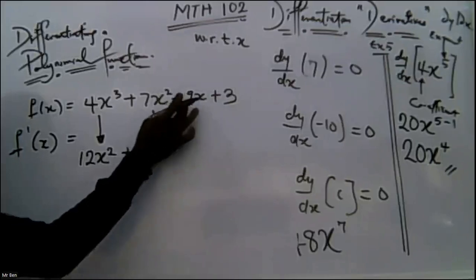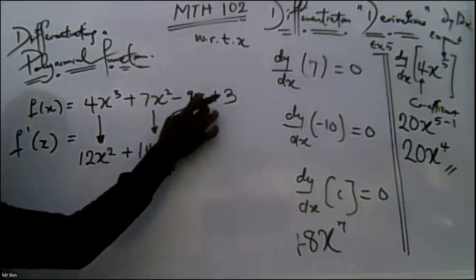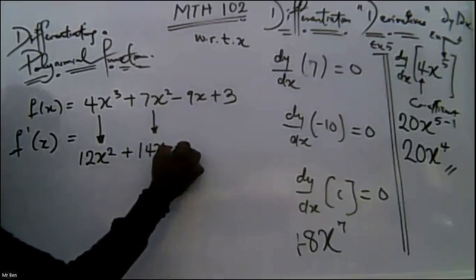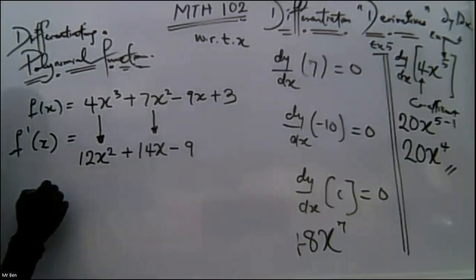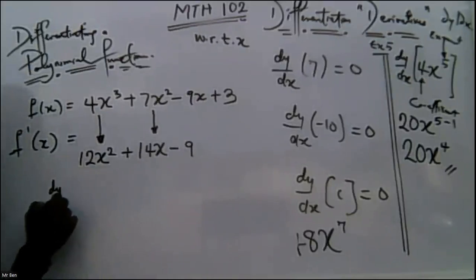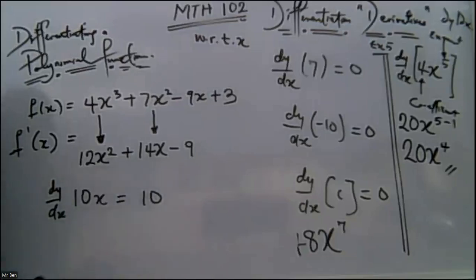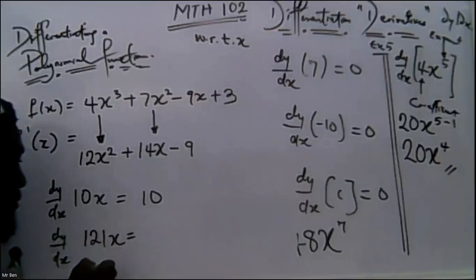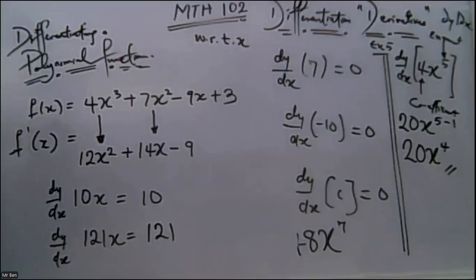Now, if you have 9x like this and you want to differentiate something like 9x, the derivative is simply 9. Let me give you an example. Find dy dx of 10x. The answer is 10. If you are to differentiate 121x, the answer is 121. It has working, but that is just a shortcut.